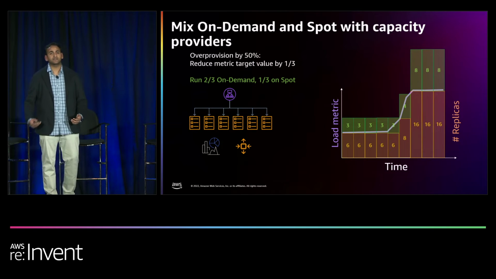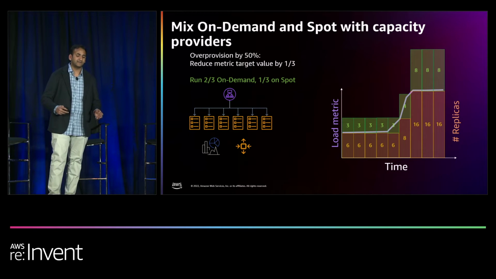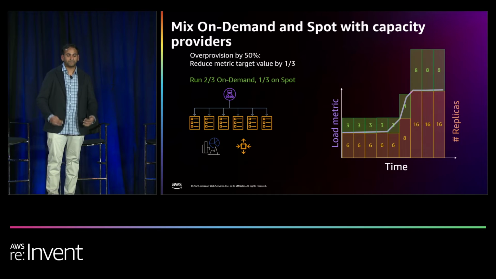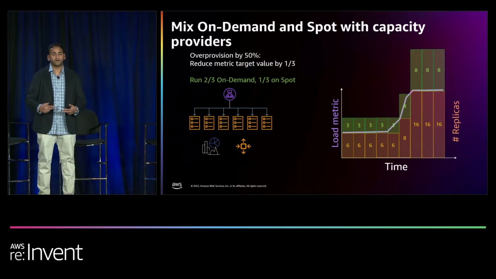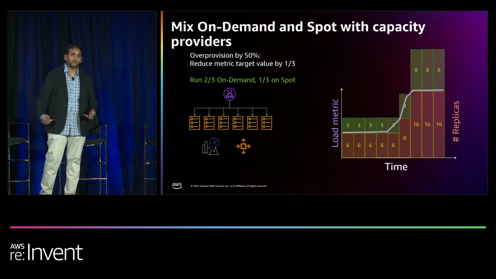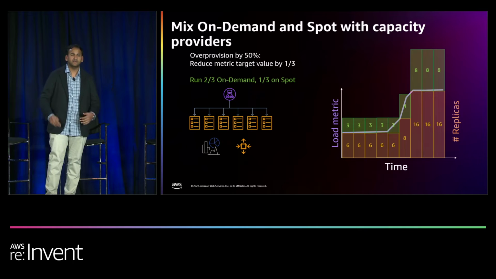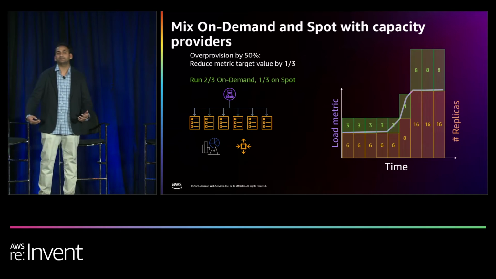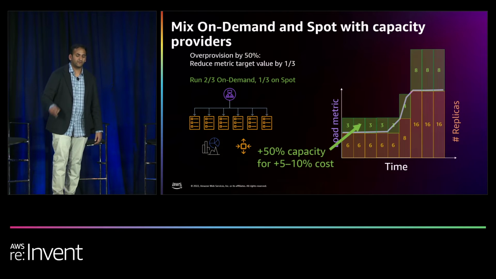What is more, when you use capacity providers, you can mix on-demand and Spot capacity to improve your availability posture without increasing costs substantially. Capacity providers work with both Fargate and Fargate Spot, as well as EC2 and EC2 Spot. So you can use capacity providers to mix both EC2 and EC2 Spot capacity, as well as Fargate and Fargate Spot capacity. You can't mix EC2 and Fargate capacity on ECS today.